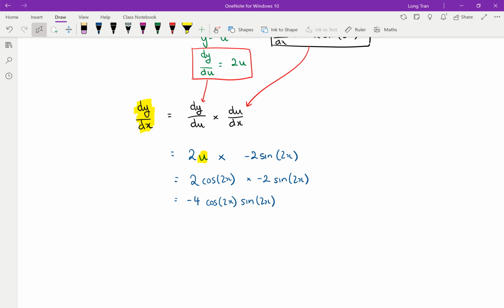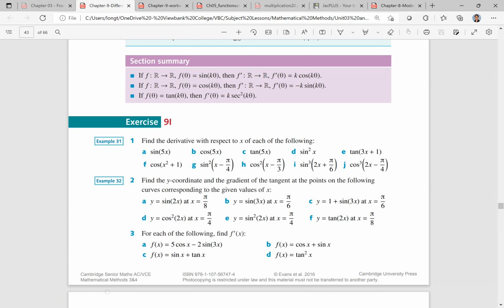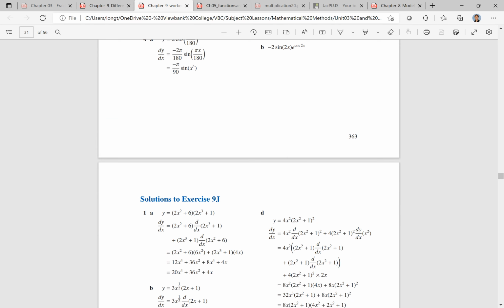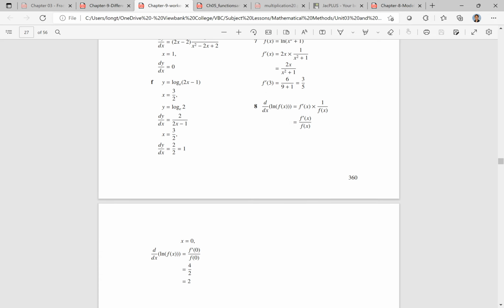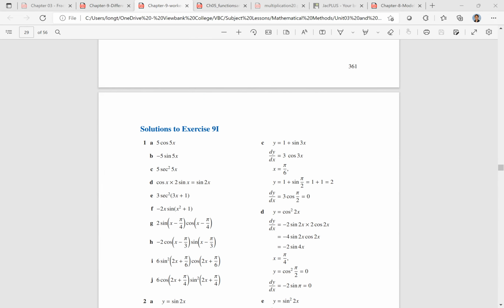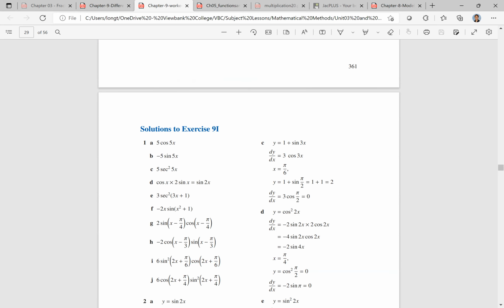But I'm just having a feeling they may have used a double angle. Let me just check the answer, whether they kept it as simple or did they simplify it. Let me see. This is 9, what is this? 9i, I think it was. Question, what was it again? Question, what did I go for? 2d. Oh, I still haven't answered the question.